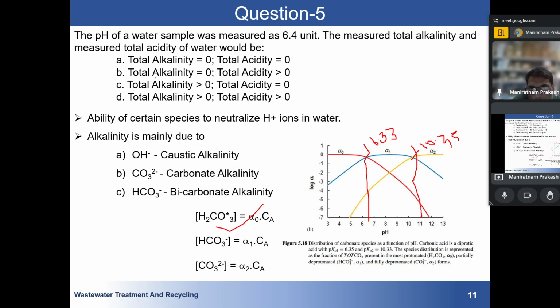So here you can see that pH 6.4 lies around here, so at this pH bicarbonate will be most dominant, but some carbonate will also be there. And already we know that OH minus is 10 to the power minus 7.6. So all forms are there, so we can say that yes, there will be alkalinity; this alkalinity will be greater than 0. So either answer will be C or D.